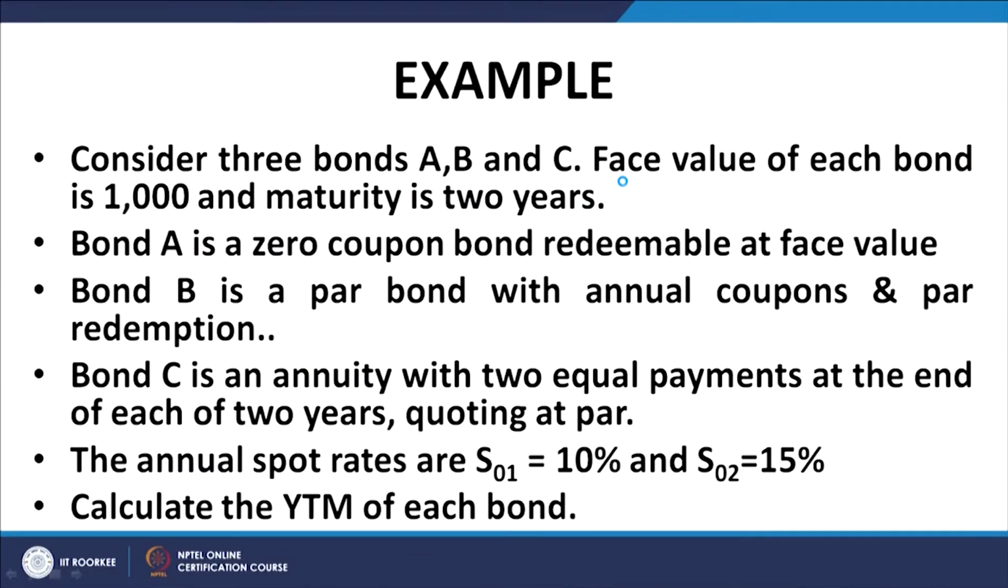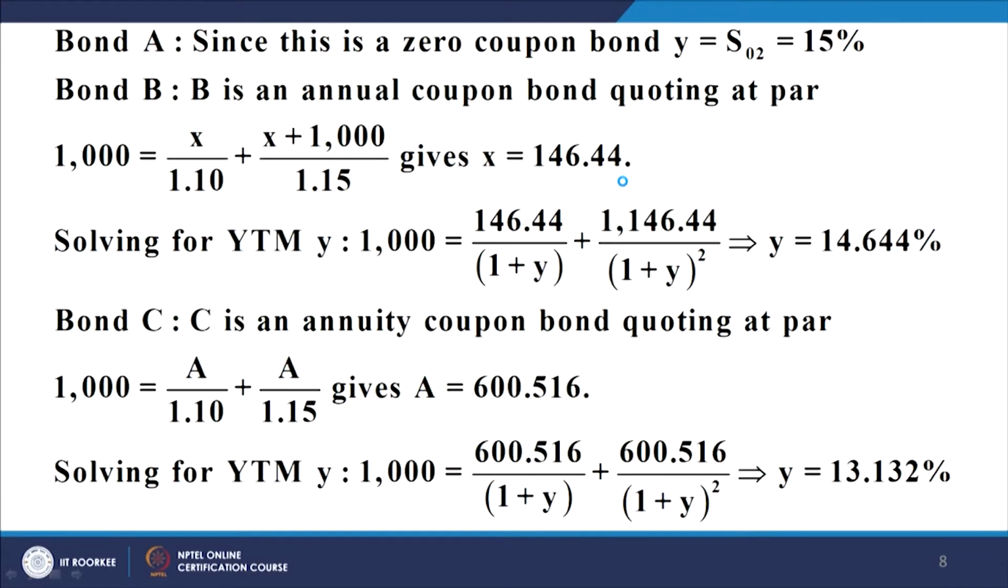The annual spot rates are given: the 1 year spot rate is 10% and the 2 year spot rate is 15%. We need to calculate the YTM of the three bonds. As far as the first bond is concerned, it is quite straightforward because it is a zero coupon bond. Therefore, the interest rate for the relevant maturity will be the YTM of the bond. The interest rate for a 2 year bond is 15%. So, the YTM of bond A is also 15%. This follows directly from the definition of YTM because it is a zero coupon bond.